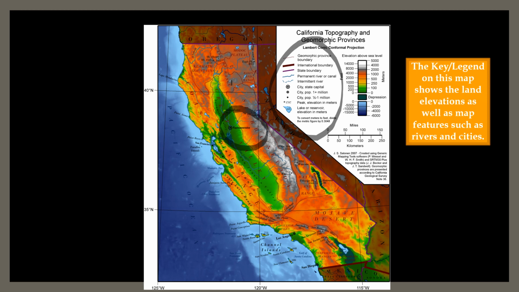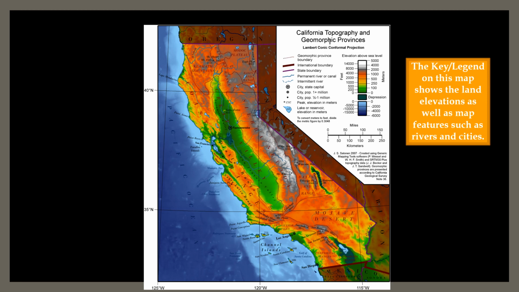We can see the borders. So we have the state border, which is here, and that divides or separates California from Oregon, Nevada, and Arizona. We also have our international border down at the bottom, which not only separates California, but it separates the United States from Mexico.